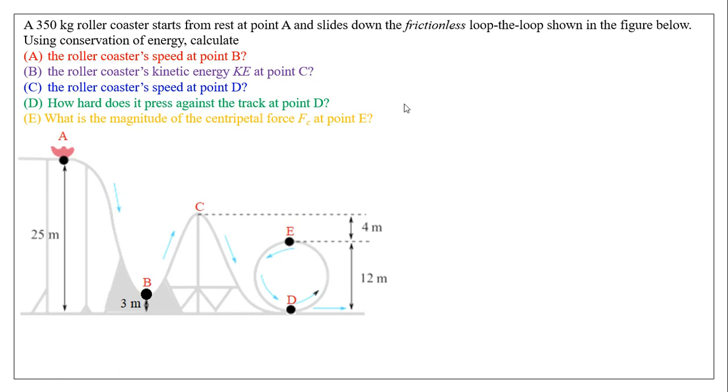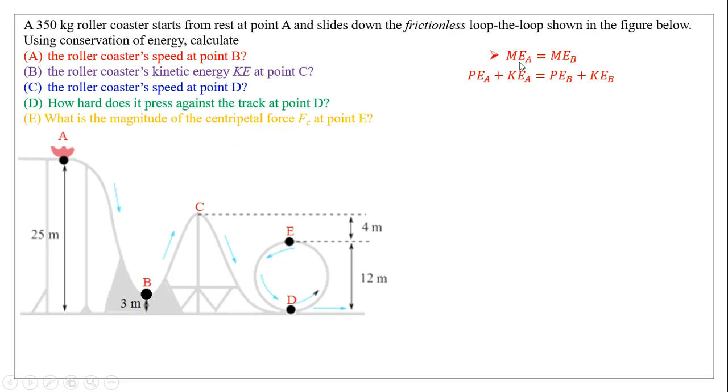Part A wants us to find the speed at point B. So using conservation of energy, because it is frictionless, a conservative system, nothing is lost, no energy is lost. Mechanical energy at point A must equal the mechanical energy at point B. Mechanical energy in this problem is composed of KE and PE, doesn't really matter how you write it. I'm just going to write PE plus KE.